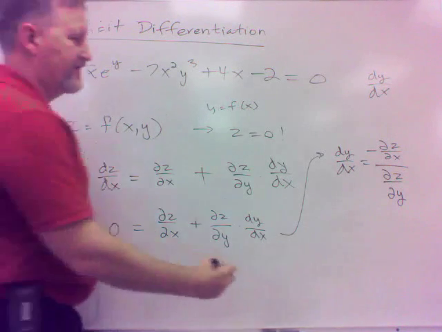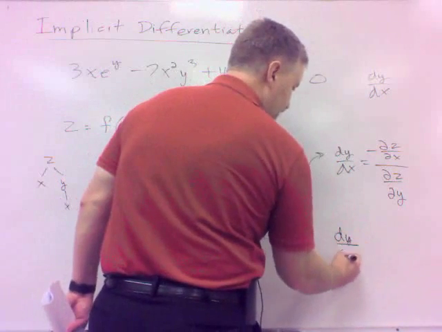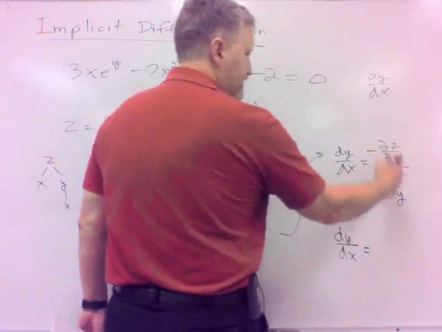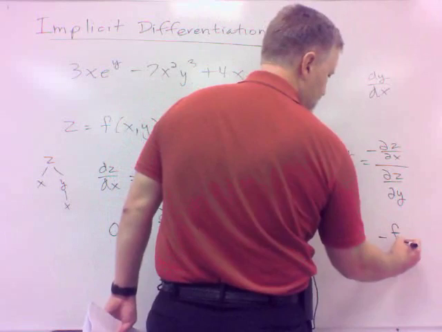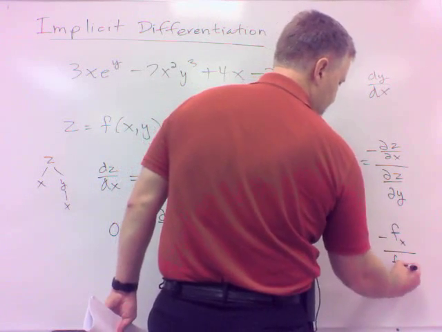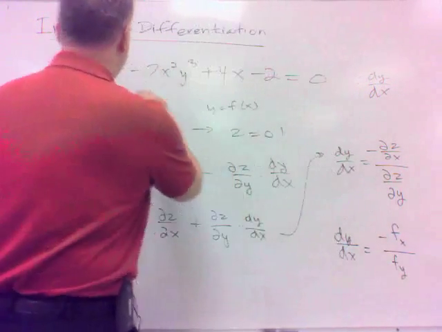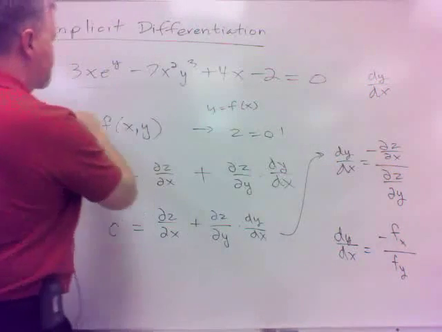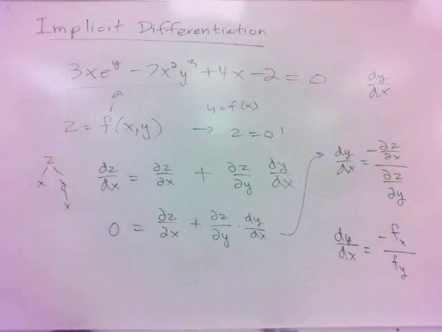Or the way they typically write it in the book here is dy dx equals minus the partial of f with respect to x over the partial of f with respect to y, where this function is defining our function f.